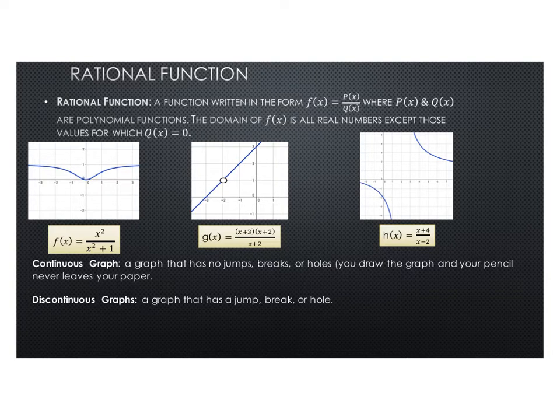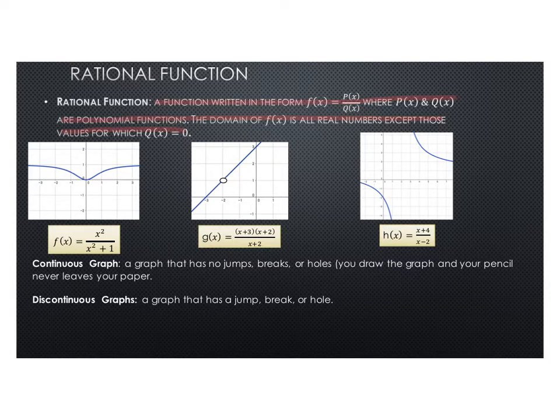A rational function is a function in the form f of x equals p of x over q of x, where p of x and q of x are polynomial functions. The domain of f of x is real numbers except for those values in which q of x equals 0. Okay, so just like we talked about with our previous graphs, if I have 0 in any place in the denominator, it is a restriction.